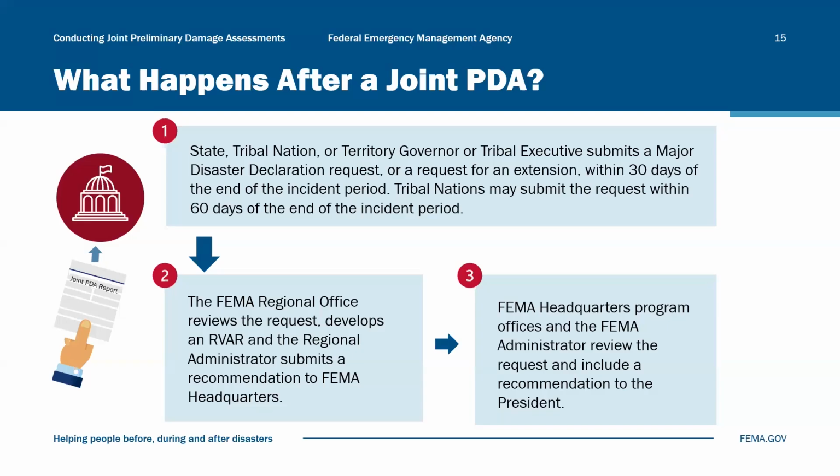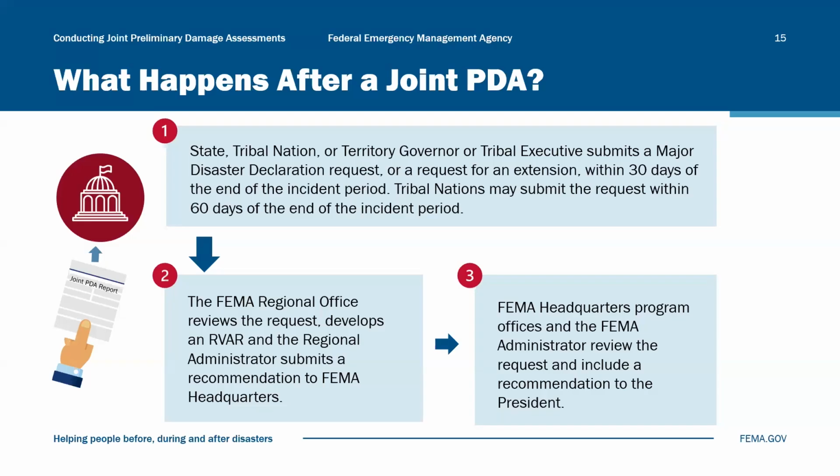Requests for a major disaster declaration must be submitted by the state, tribal nation, or territorial government within 30 days of the end of the incident period. Requests for deadline extensions must also be submitted within 30 days. The FEMA regional office will review the request.